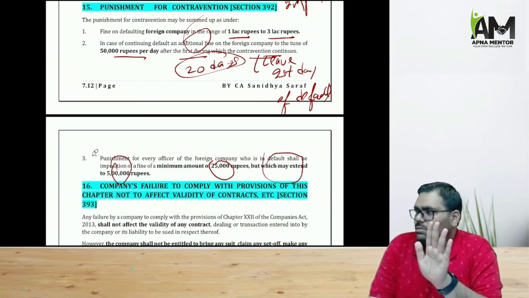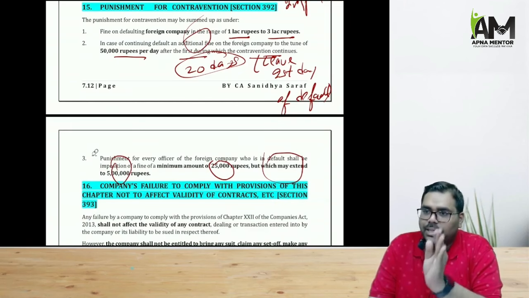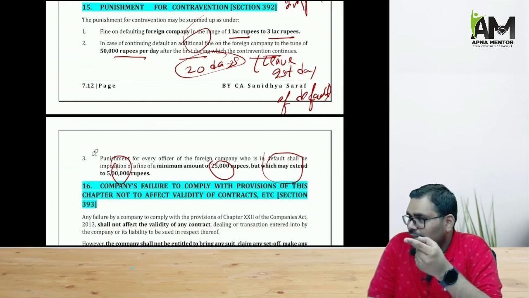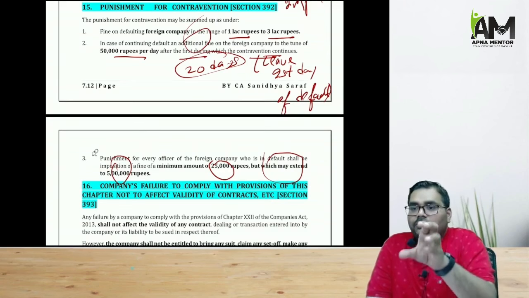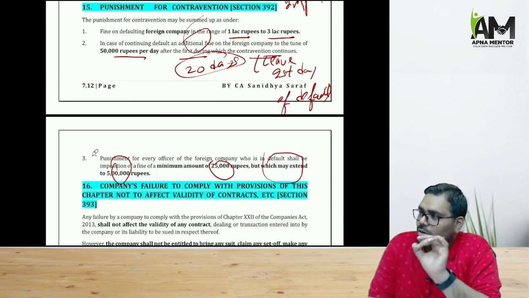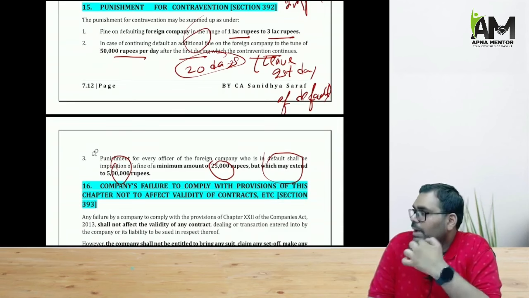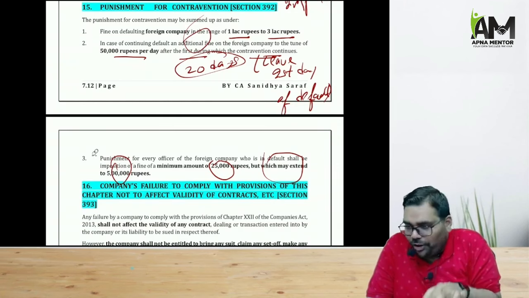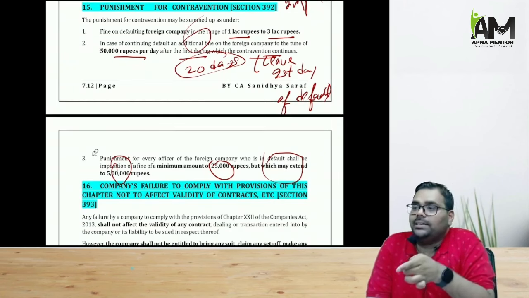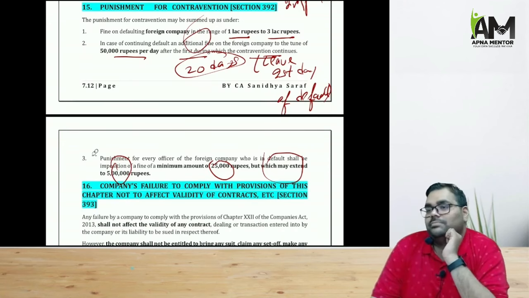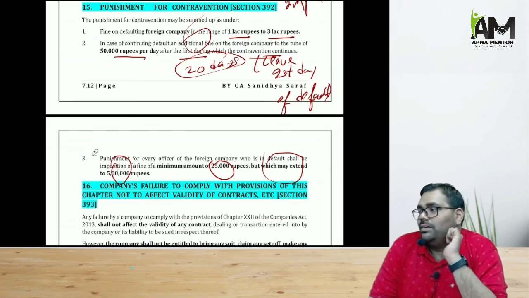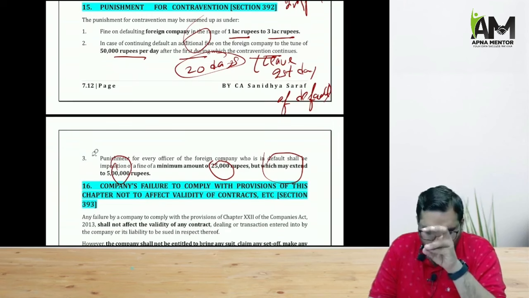In the entire law, wherever penalty is given, the minimum and maximum penalty will always be more for a company and less for an officer, because the company is treated as big and the officer is treated as small. But only in case of foreign company penalty, the maximum penalty for the company is 3 lakh and the maximum penalty for the officer is 5 lakhs.